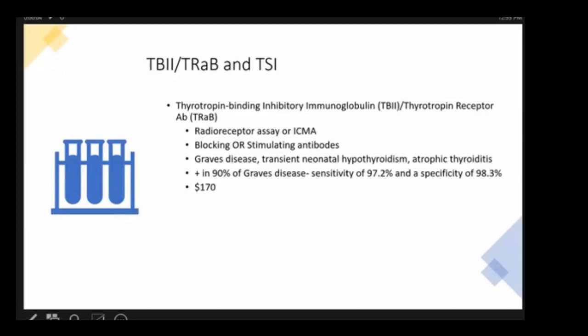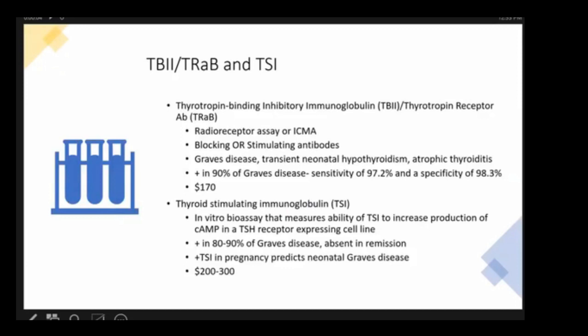It's positive in about 80 to 90% of Graves' disease. It's measuring the activity really of the thyroid gland. So if there are blocking antibodies, you will not have a positive TSI. A positive TSI is really useful in pregnancy because it can predict the incidence of neonatal Graves' disease. As you can see, it's very expensive.